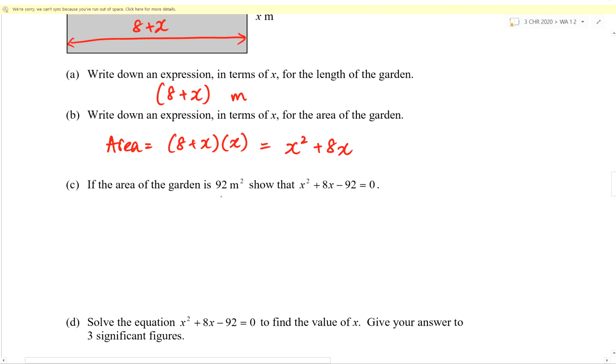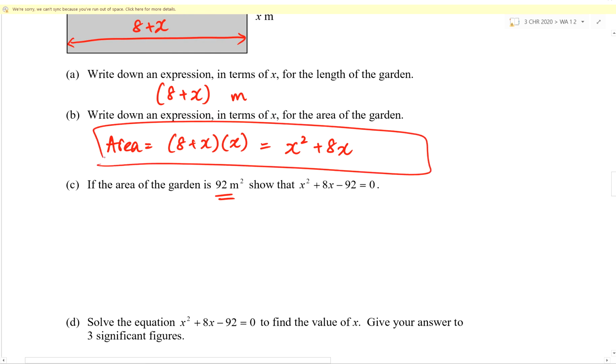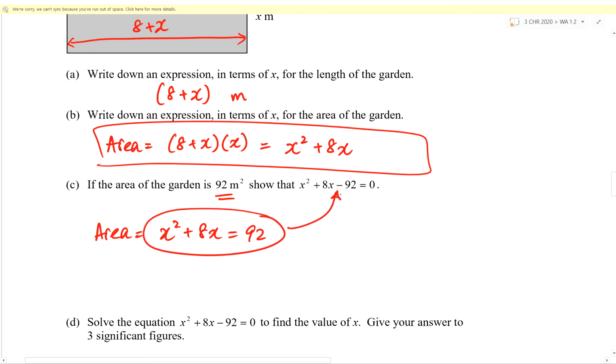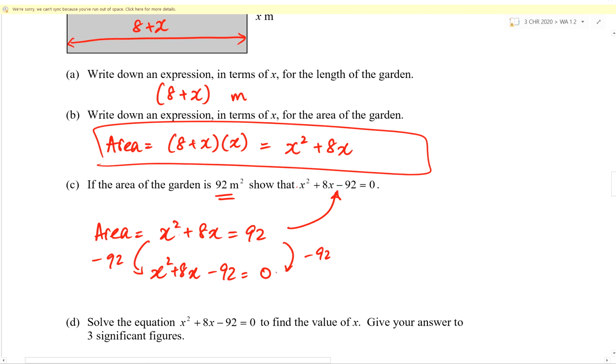So now they tell you that the area is 92 square meters. We're going to use what we have in part B, area, x squared plus 8x, and this is supposed to be 92. So our job is to make this look like this. We see that both of them, we have x squared already, we've got a plus 8x, and instead of a minus 92, I've got equal to 92. So what I can do is to subtract 92 on both sides, leaving me with x squared plus 8x minus 92, and on the right hand side left with 0. And now they are the same. So we put on shown.